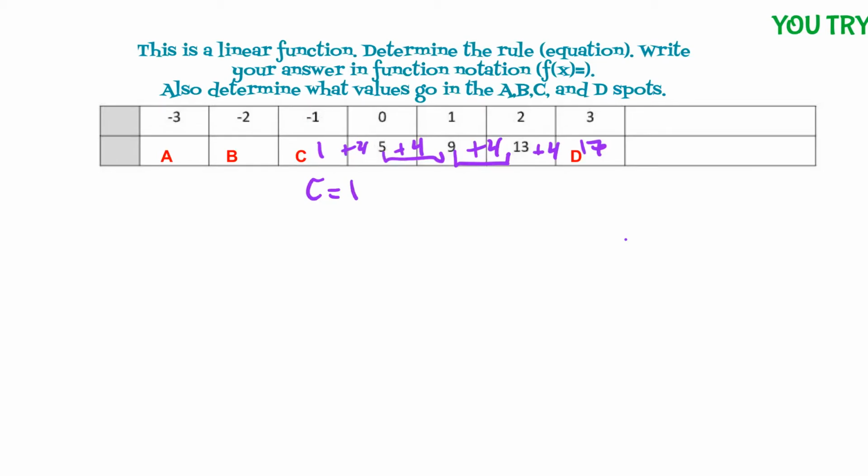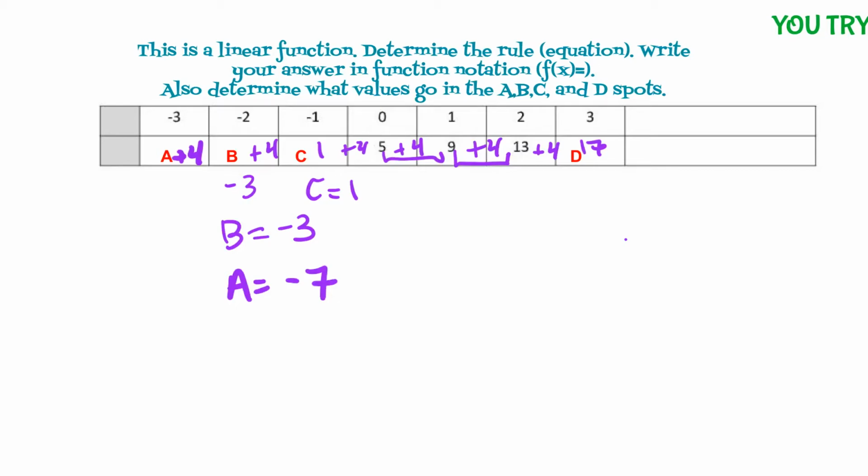Now, to get from B to C, we added 4 as well. So what plus 4 equals 1? Well, negative 3. So B is equal to negative 3. So if B is equal to negative 3, to get A, what plus 4 equals negative 3? Well, A has got to equal negative 7.